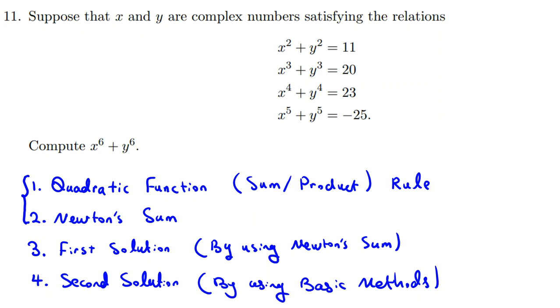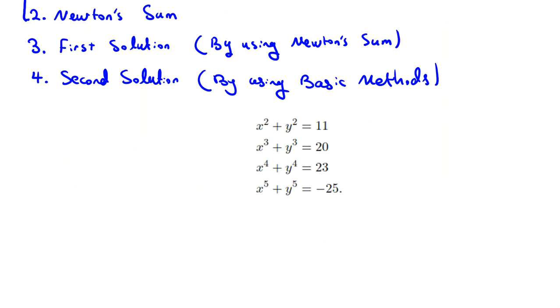Suppose that x and y are complex numbers satisfying the relations x squared plus y squared equals 11, x cubed plus y cubed equals 20, x to the power 4 plus y to the power 4 equals 23, x to the 5 plus y to the 5 equals negative 25. Compute x to the 6 plus y to the 6. Also, you can use the timecodes in the description of this video to see where the first solution and the second solution start.